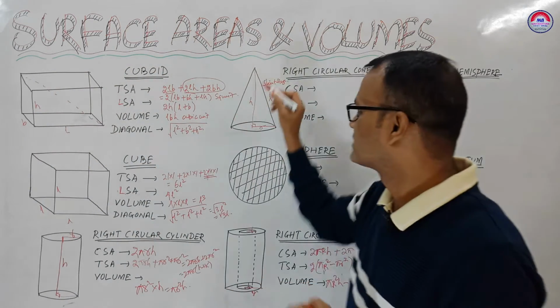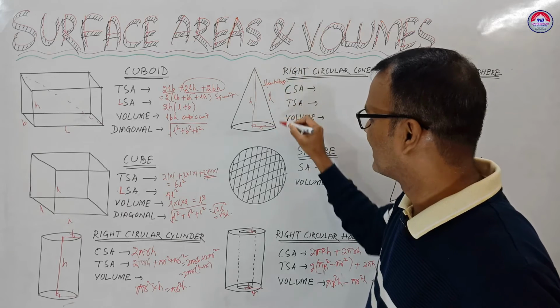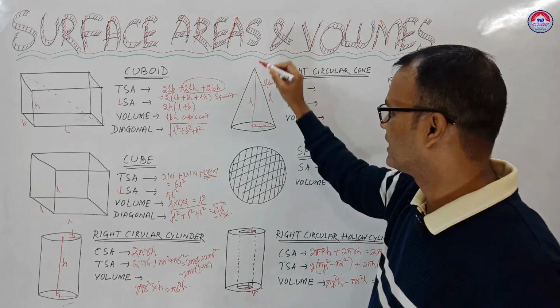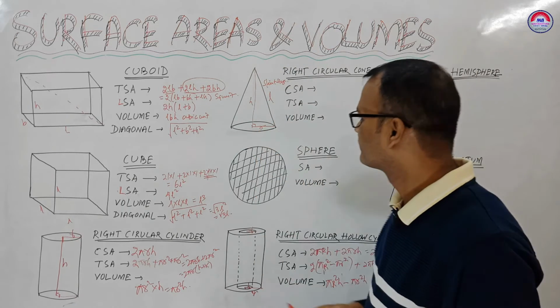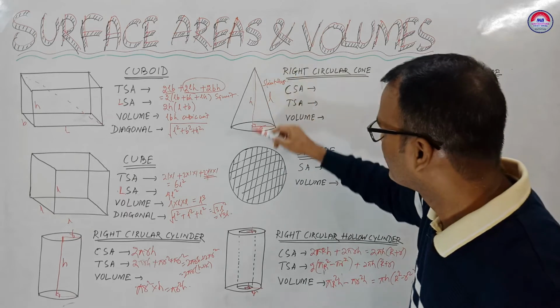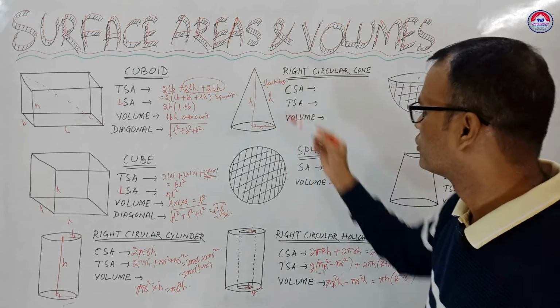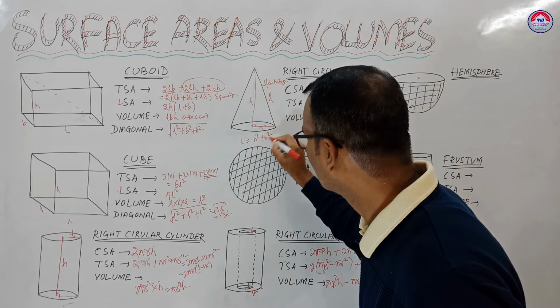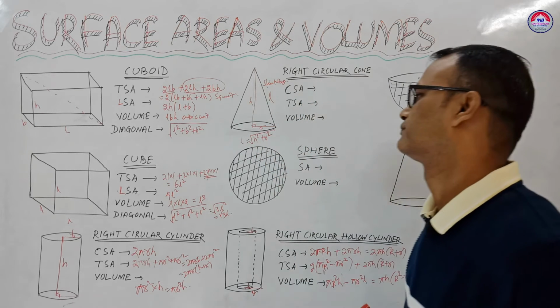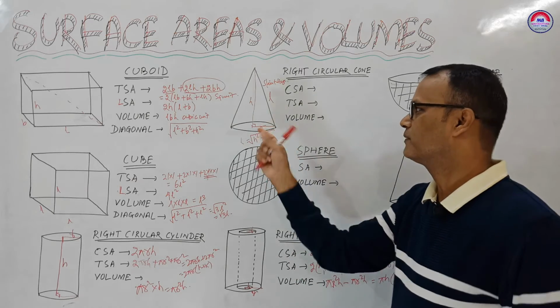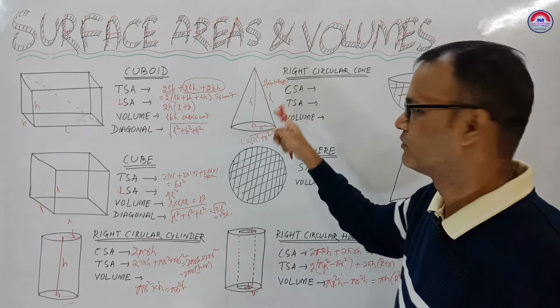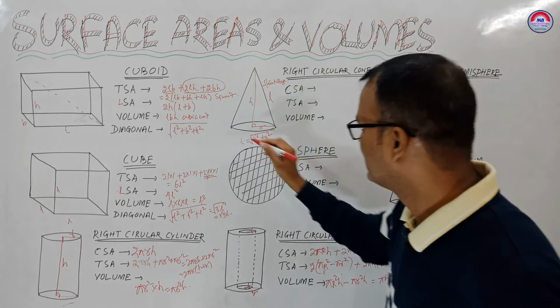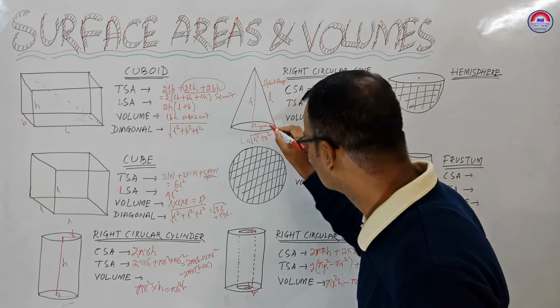Slant height, this is the shape of a right triangle. You see this is a right triangle. This is the base, this is the perpendicular, and this is the hypotenuse. So we can find L equal to the square root of h square plus r square. Okay, with the radius given and height given, you can find L as the square root of h square plus r square.